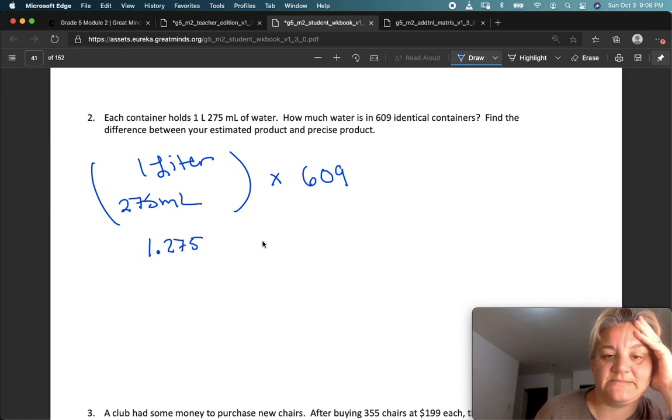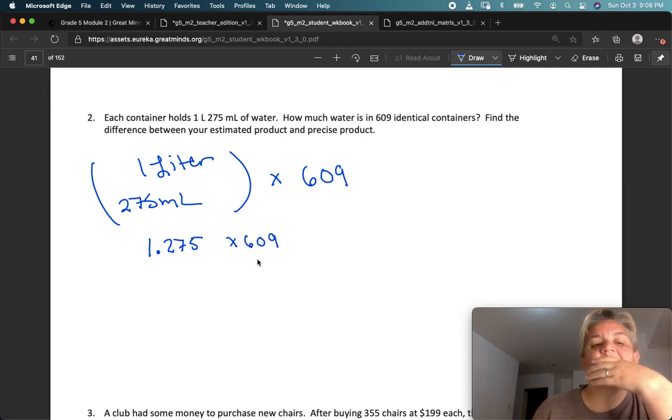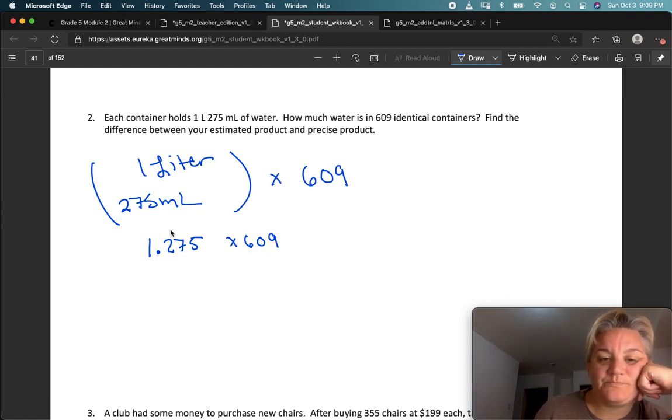1.275, right? And 609 containers. Now we're going to estimate. They're throwing these decimals in here at you. I suppose instead of using decimals, we could use milliliters, right? So instead of 1 decimal, 275 milliliters, we could just use 275 milliliters. I think that's what we'll do.